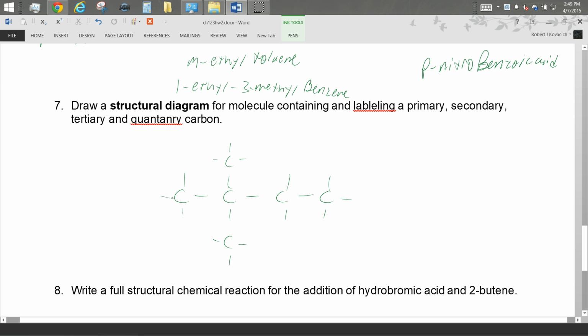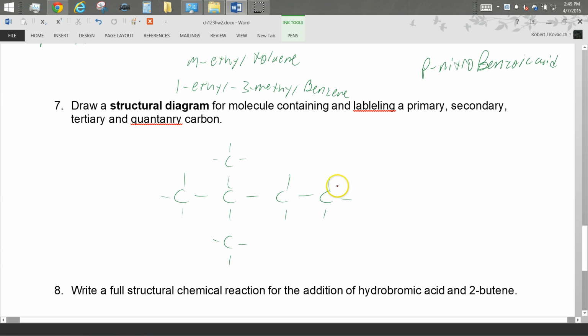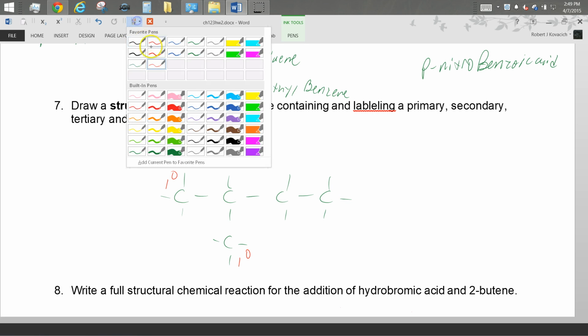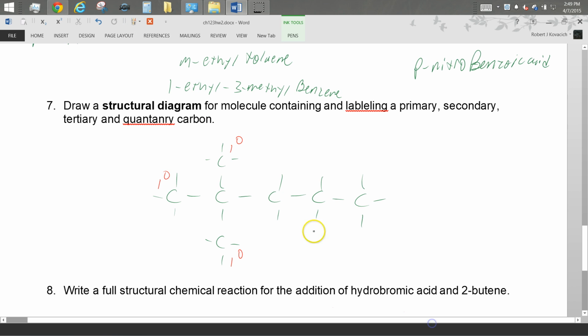I believe this is the smallest molecule that will do all of that. So this one on the end is a primary, this one on the end is a primary, this one on the end is a primary, and this one on the end is a primary. Nope, I don't have enough here. Sorry. Let me put another one here. And then I'll do one right there. There we go.